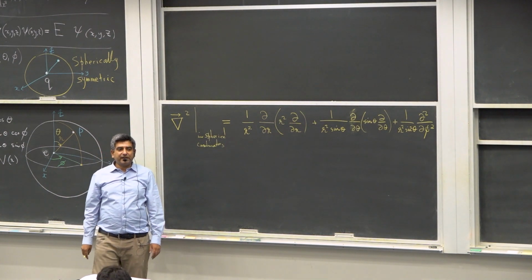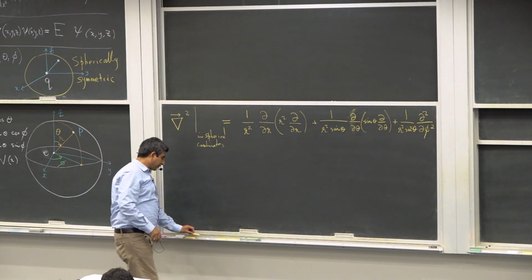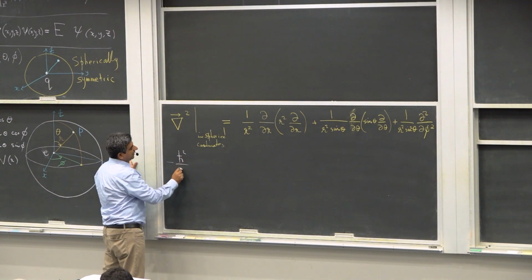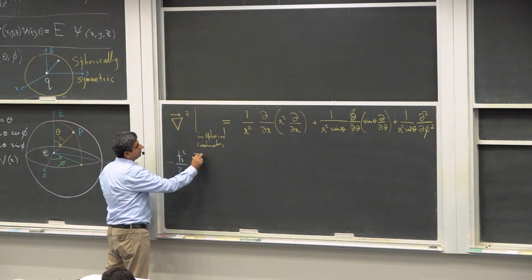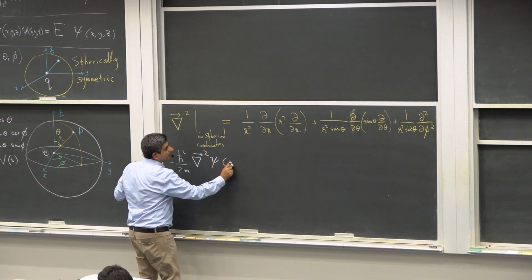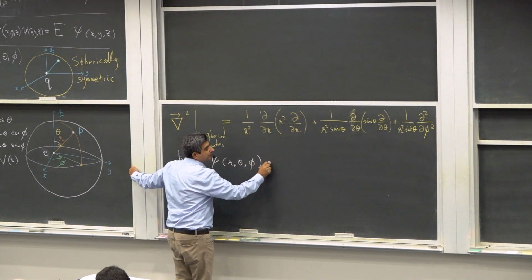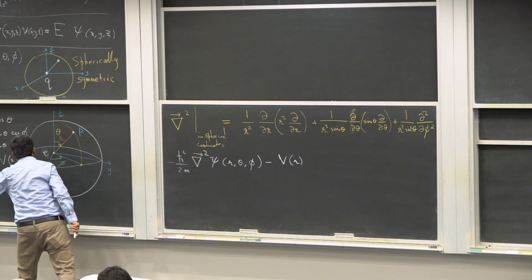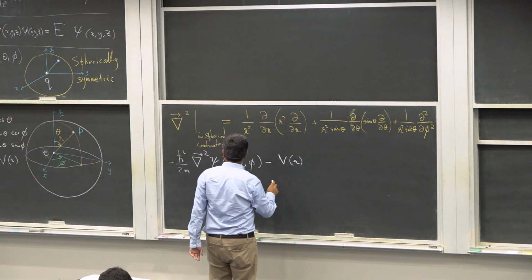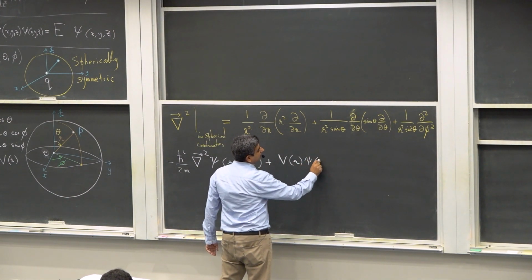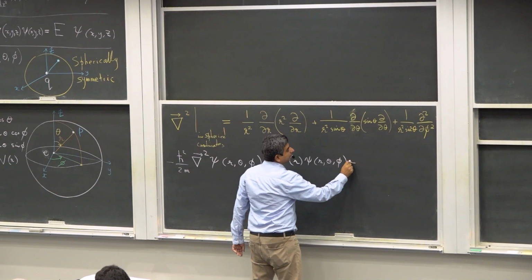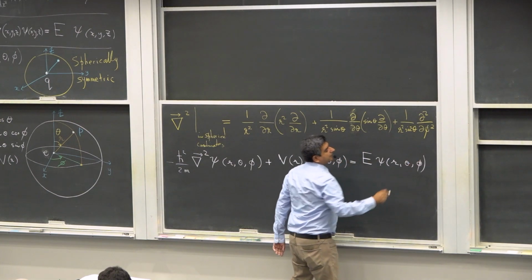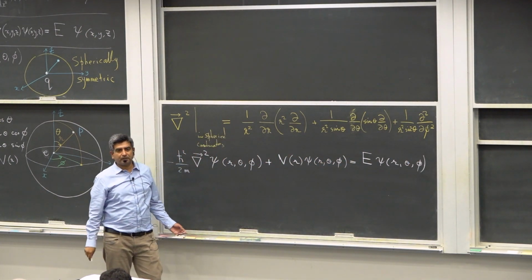So now I can write my entire Schrodinger equation with this definition in the form minus h bar square over 2m, the Laplacian acting on psi of r, theta, phi, minus V of r. I'm still going to write this as V of r. V of r really is equal to this function over here, plus V of r psi of r, theta, phi. This equals E psi of r, theta, phi. All right.